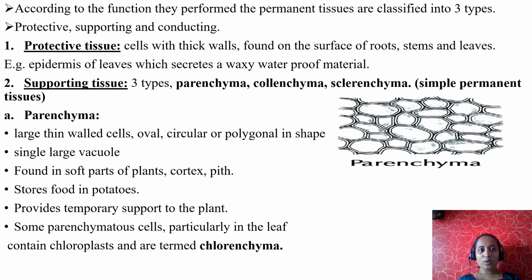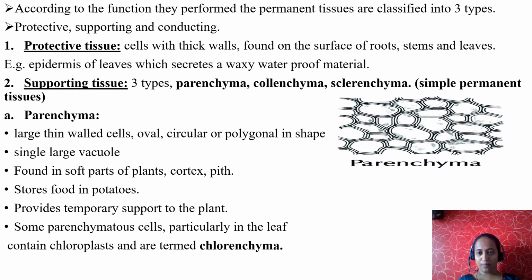Now, supporting tissue. Based on support, permanent tissues are classified into three types: one is parenchyma, second is collenchyma, third is sclerenchyma. First, let's discuss parenchyma tissue, which is one of the permanent tissues that gives support to the plant. Let us see what type of support it is.